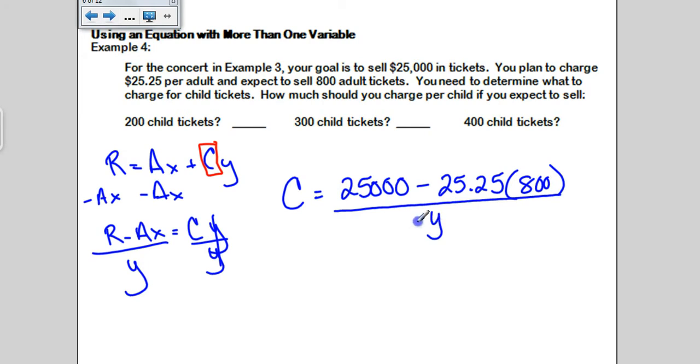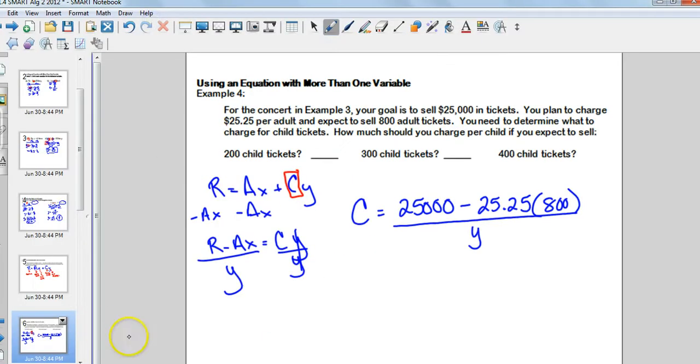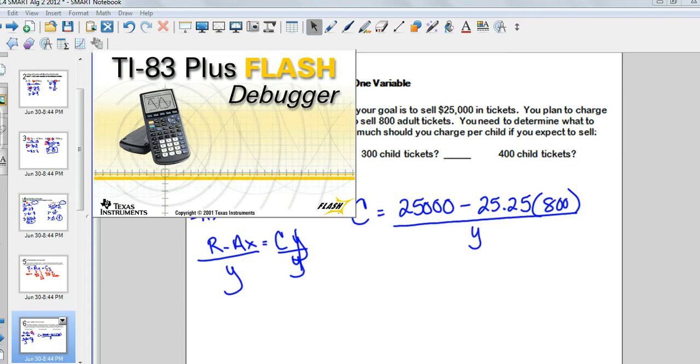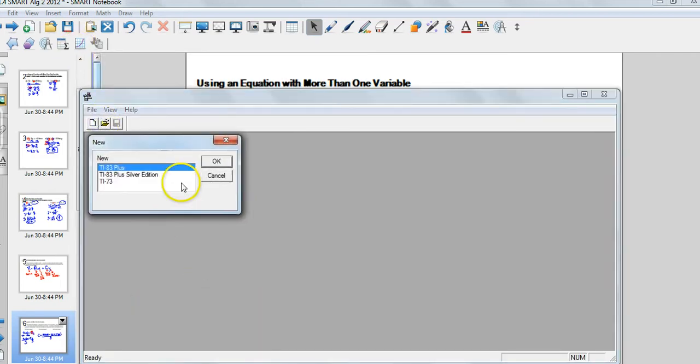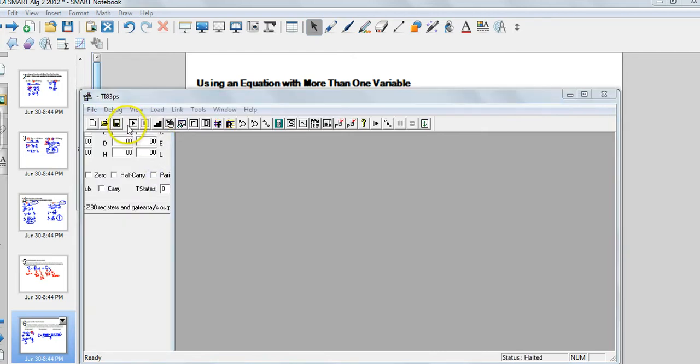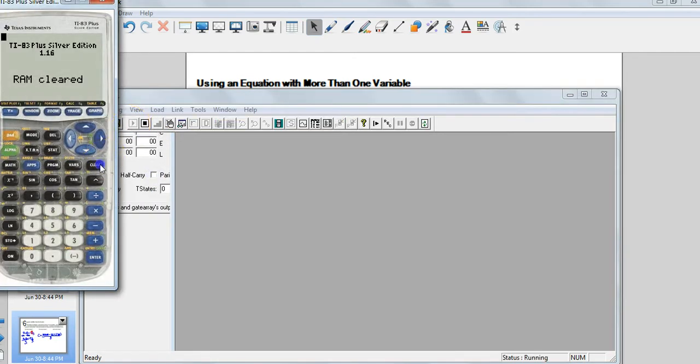All right, we need to get our calculators out. Oops, I lost my calculator. We need to figure out 25,000 minus 25.25 times 800. Our numerator becomes 4,800. So let's get back to our presentation.